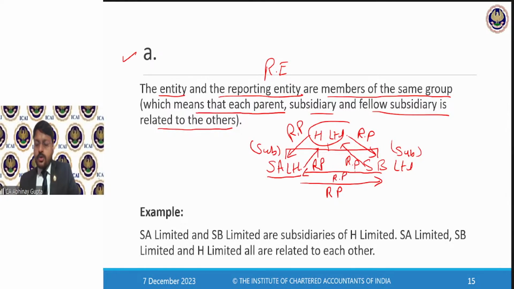Yes. So what is the rule coming out of this chart? Within the group, holding companies, subsidiary companies, and fellow subsidiary companies are all related to each other. So for H Limited, both are related parties. For SA Limited, both are related parties. For SB Limited as well, both are related parties. Right? So this is a complete pack of related parties among these three entities.